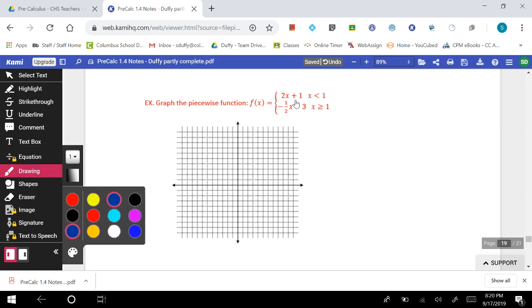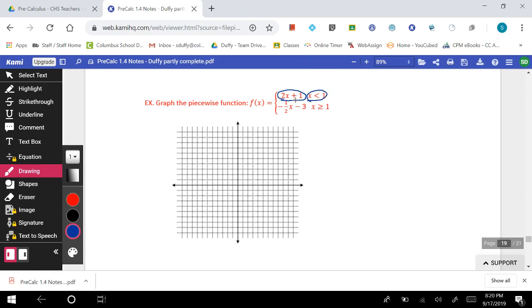Okay, so let's do the same thing. We're using this function for x values that are less than 1. So x values that are less than 1 would be like this, less than 1 if we're doing the number line. And then x values that are equal to or greater than 1 might look like this if you're doing this on a number line.